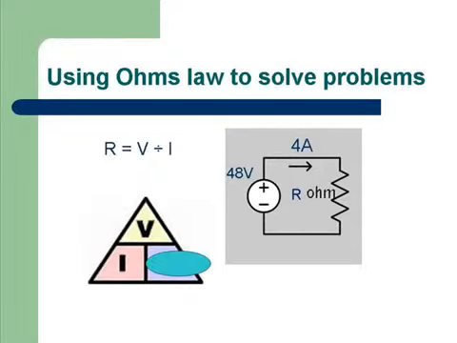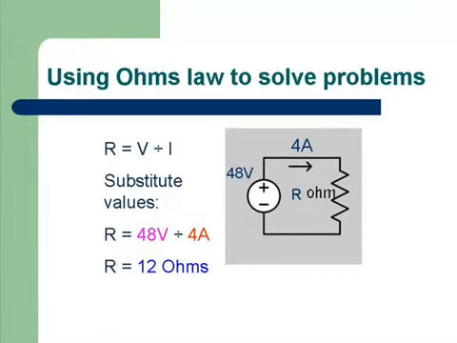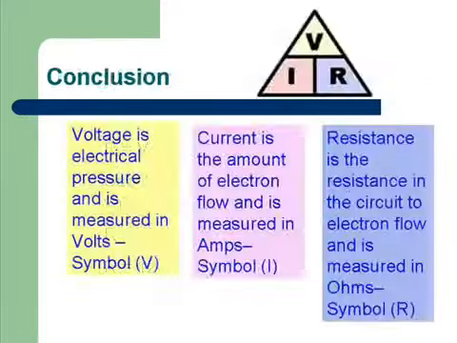So we write this formula down, and again, as in the previous two examples, we simply substitute the known values into the formula. So R equals 48 volts divided by the I, which is 4 amps. So our final answer, the resistance is 12 ohms.